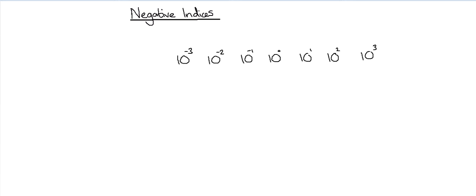Okay, so 10 times 10 times 10, that's 1,000. 10 squared, 100. 10, anything to the power 0, well that's 1. Okay, so let's look at what happens when we're reducing this by 1. We're dividing by 10. So if we continue that pattern on, we can have divided by 10, divided by 10 again, which is divided by 100, divided by 10 again, that's divided by 1,000.